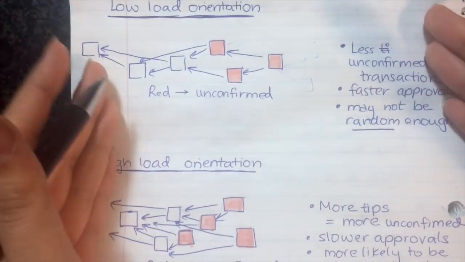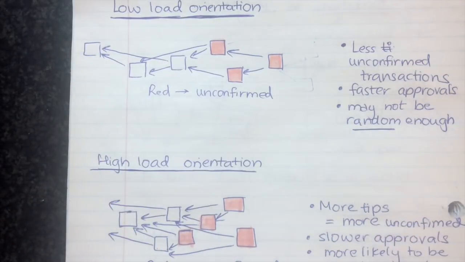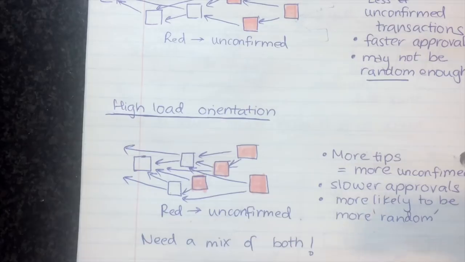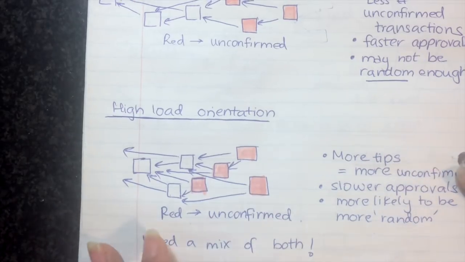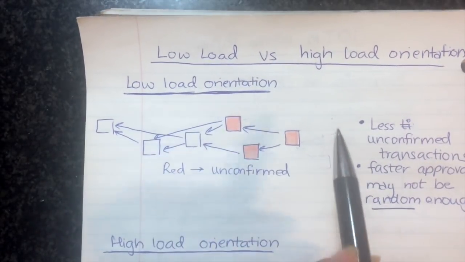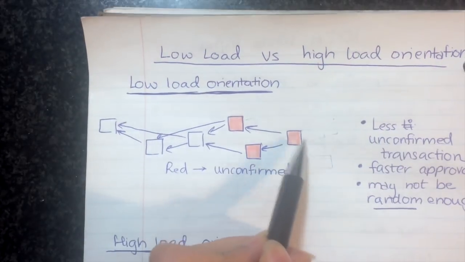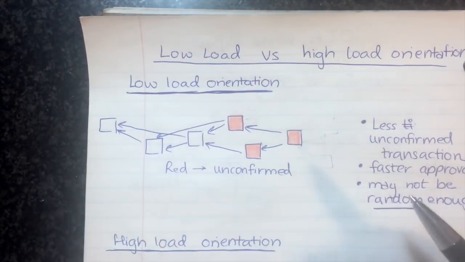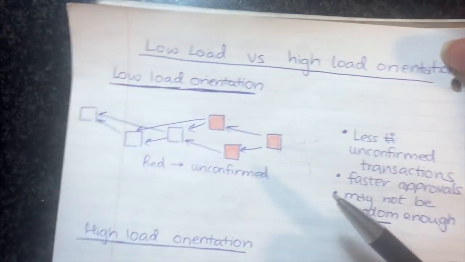So we need to have a mix of both of these scenarios: a low load orientation where we can have faster approvals, and a high load orientation where we have randomness. In the low load orientation, we would not want the attacker to just verify his tips really quickly, right? And that's when I want to talk about security.